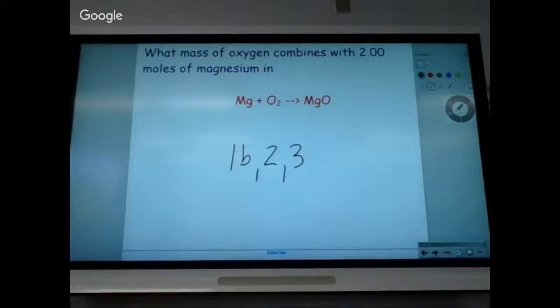It's 32. I put a decimal after. Did you get one? You got one. 4. Yes. Oh, I didn't read that. That's all right. That's hydrogen's mass.